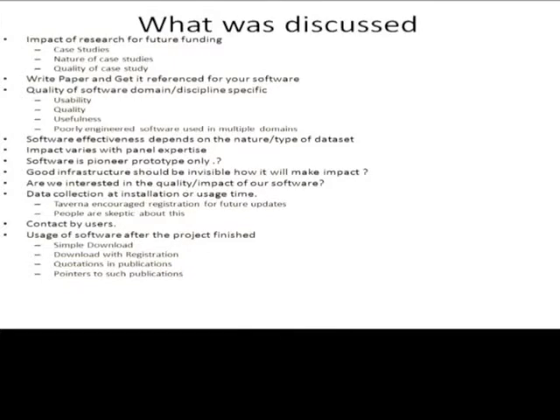The quality of the software is domain and discipline specific, so it's the usability, the quality of the software, what it's actually used for, what you can actually do with it, its usefulness for the community. I can't quite remember at the moment what poorly engineered software used in multiple domains quite means, but I think it was something along the lines of you could have a piece of software that was very, very good for one domain, or you could write some software that perhaps wasn't as good but was used in lots of different domains, so again could have better impact.